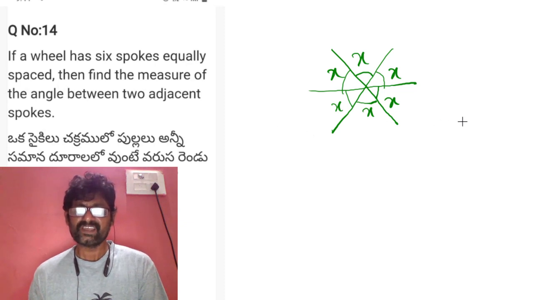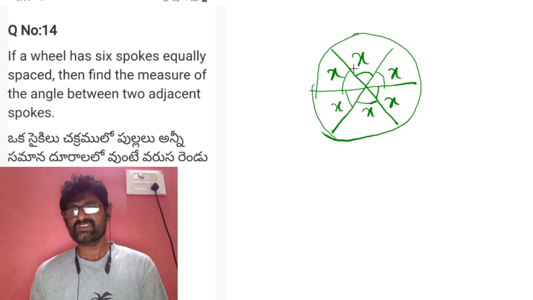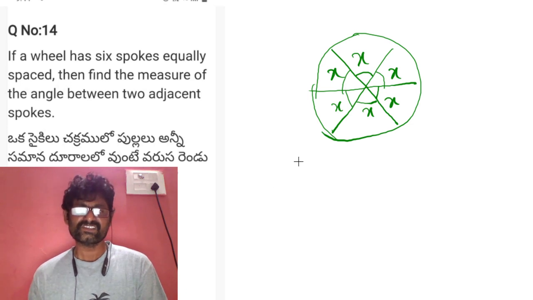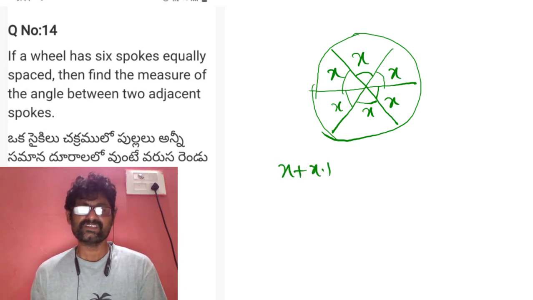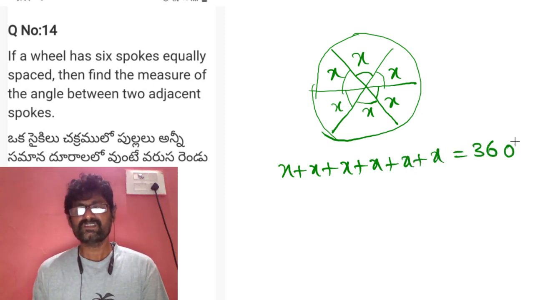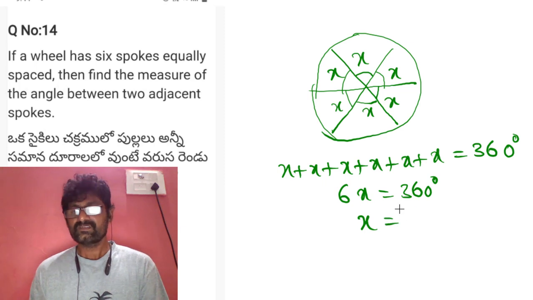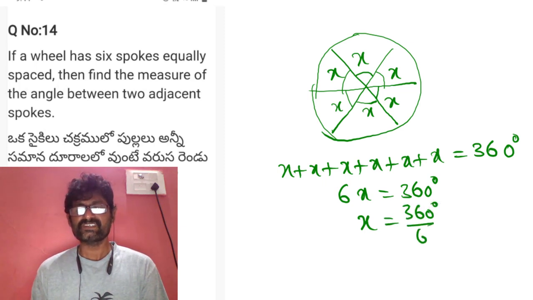All these are equal to x. So the sum of these angles equals how much? At the center, the central angle will be how much? 360 degrees. If you take this as a circle, the central angle is 360 degrees. So x plus x plus x plus x plus x plus x, like that we have 6 x's. This is equal to 360 degrees. So 6x equals 360 degrees. x equals 360 degrees by 6, which is equal to 60 degrees.